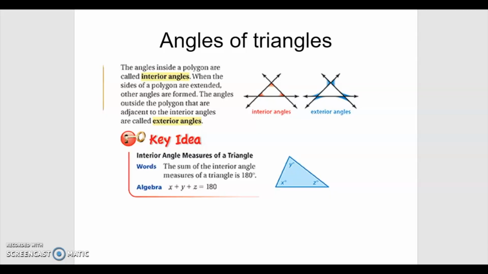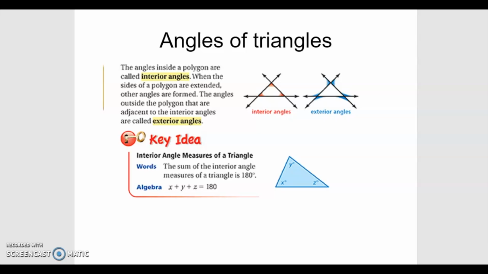Students, today we are going to talk about the angles in a triangle. We're going to talk about both the interior, the angles inside the triangle, and the exterior, the angles outside the triangle. So many of you may already remember or know that the three angles inside a triangle add up to 180 degrees. Those are called our interior angles.